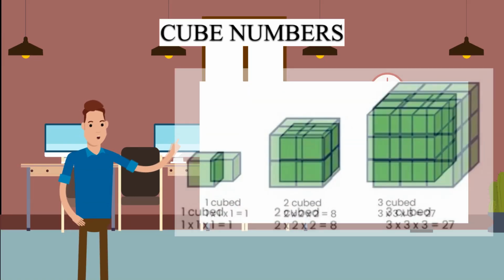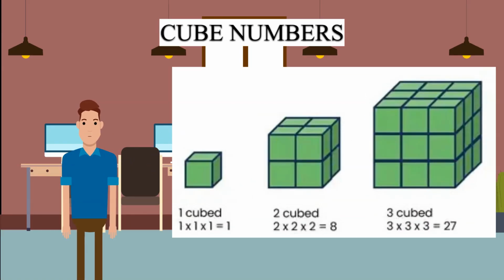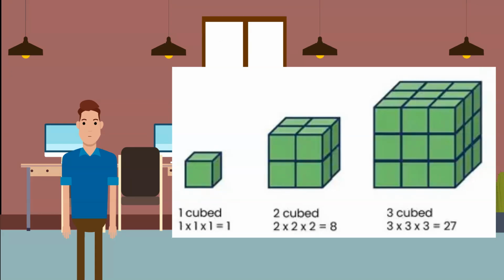Cube numbers are formed when a number is multiplied by itself twice. In other words, number multiplied by number multiplied by number. For example, 2 cubed equals 2 multiplied by 2 multiplied by 2, which equals 8. Another example, 3 cubed equals 3 multiplied by 3 multiplied by 3, which equals 27. The first few cube numbers are 1, 8, 27, 64, and 125. They're called cube numbers because they represent the number of small cubes needed to build a larger cube.